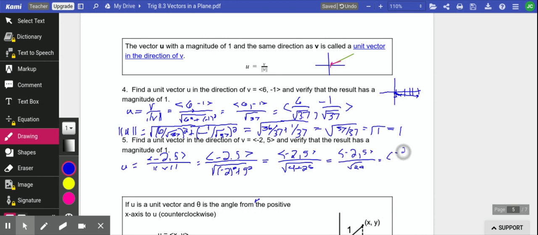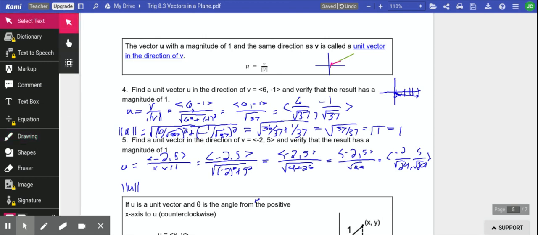So we have -2 over root 29 and 5 over root 29. And again, to verify it, you're going to have some of these on your homework. You would need to find the magnitude of u. Just show that that is, in fact, 1. And that's, again, the modified distance formula. Okay, I'm not going to walk all the way through that one. Very similar to the last problem we did.